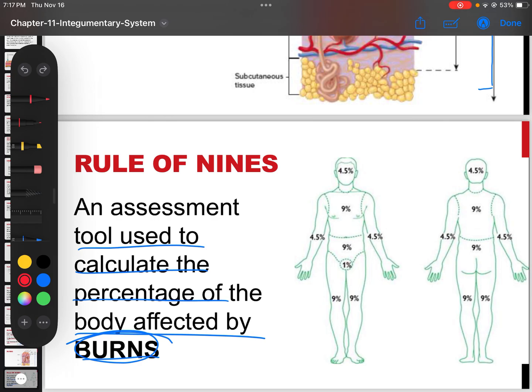Now, if you have any questions, you can approach me next meeting if you have any clarifications about the rule of nines especially. But if you do not have the time to approach me, you can approach Miss Ruiz, because she has very good understanding of the rule of nines. Okay.